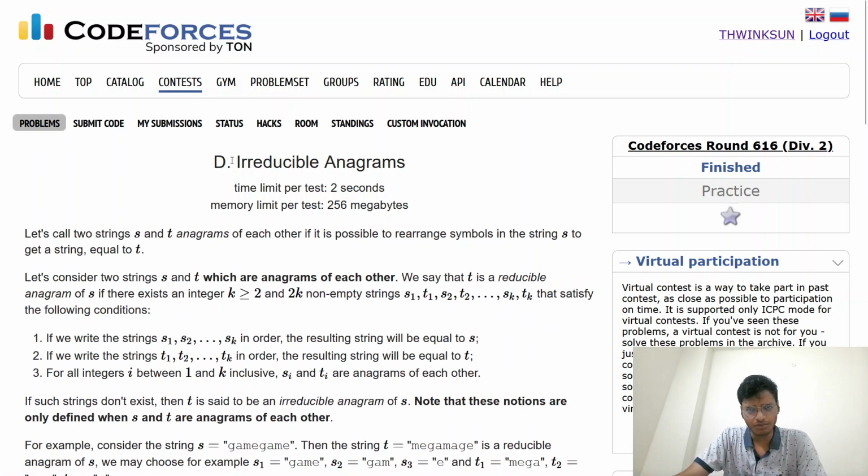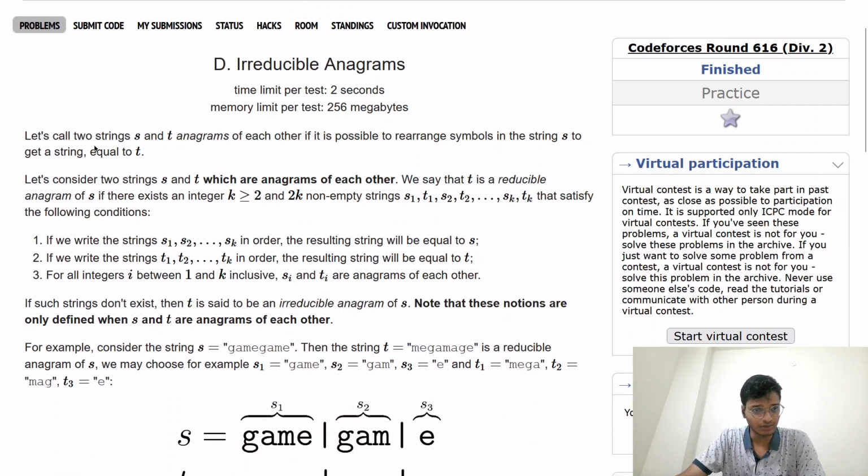So the question is about irreducible anagrams. Let's call two strings S and T anagrams if and only if, when we rearrange the symbols of string T in such a way that S and T become equal, then we say both of them are anagrams.